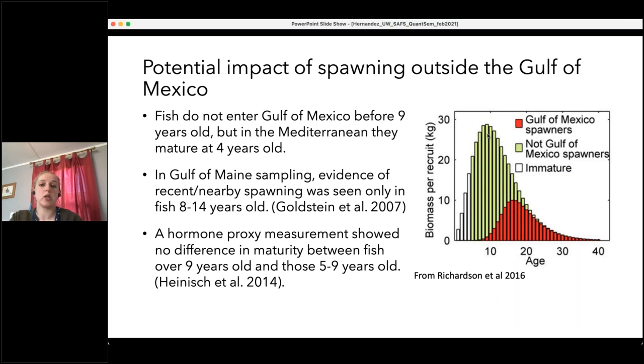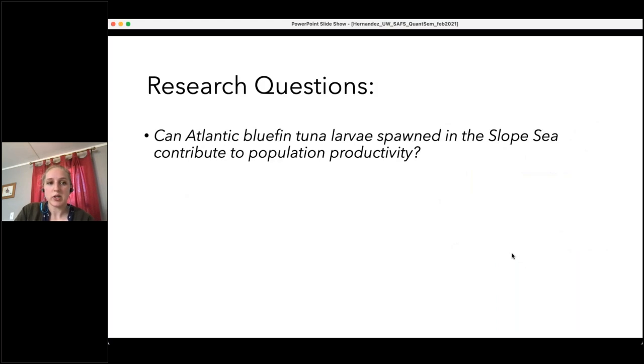And so if those fish are spawning in the Slope Sea, this potentially is huge for our understanding of the biology of this stock, and then has implications for how we do our stock assessment models, and then has implications for how we manage this stock. So this is a big deal to understand what the true maturity of these fish is, and what's happening with the larvae that we've collected in this other location.